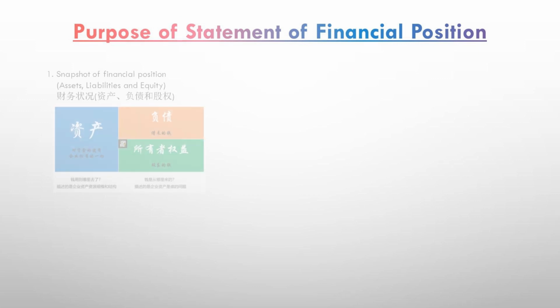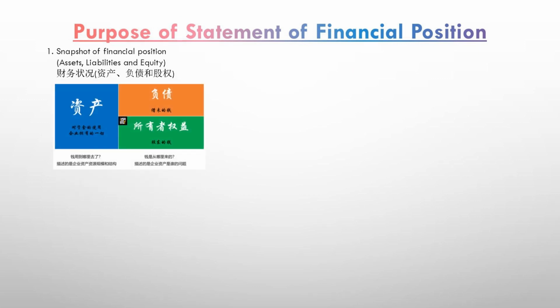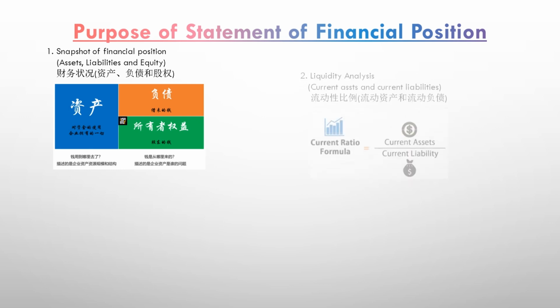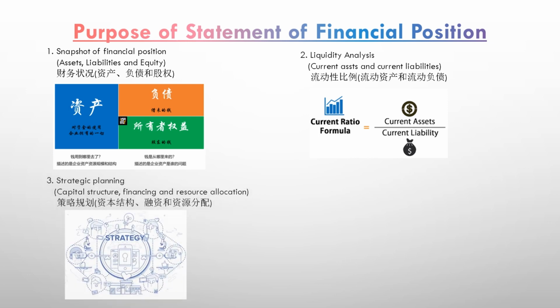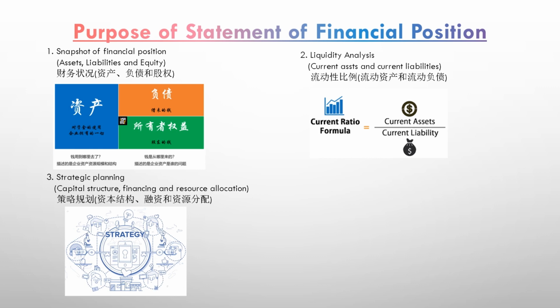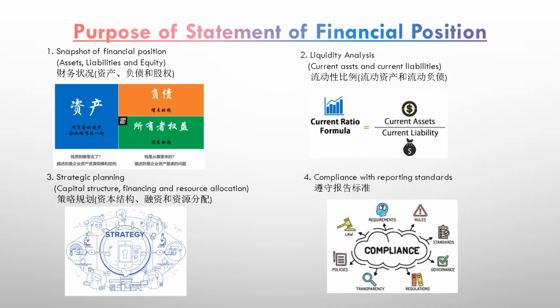What can we use the statement of financial position for? First, as a snapshot of our assets, liabilities, and equity as at the period end. Second, for liquidity analysis, by comparing current assets and current liabilities. Thirdly, for strategic planning use, such as capital structure, financing, and resource allocation. Lastly, the statement of financial position is also one of the requirements for reporting standards.